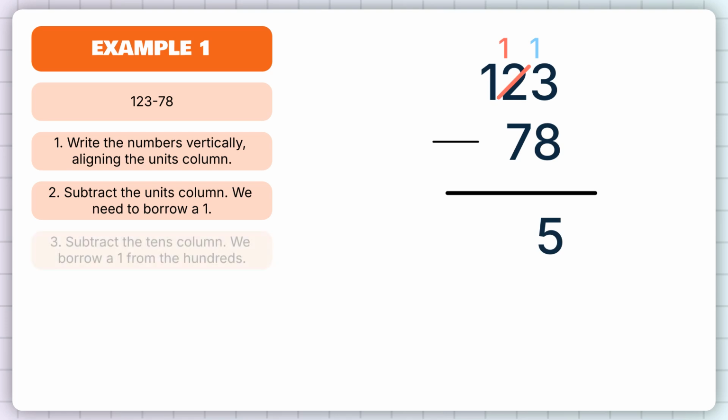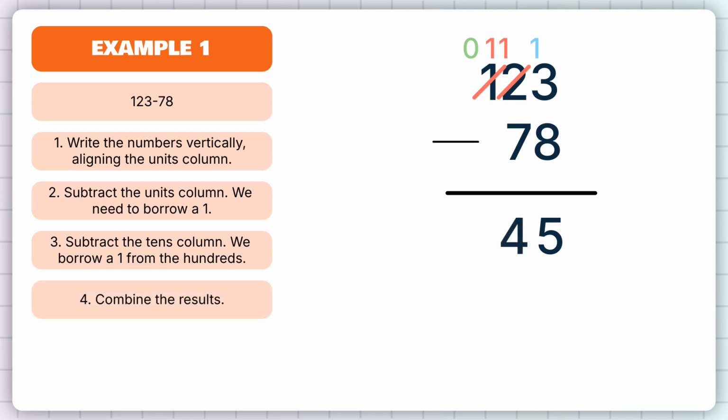3. Move to the tens place. We have 1 minus 7, so we borrow 1 from the hundreds place. The hundreds place 1 becomes 0, and the tens place 1 becomes 11. So we do 11 minus 7, which equals 4. 4. Finally, the hundreds place is 0, as there is nothing there to subtract. So we get 123 minus 78 equals 45.